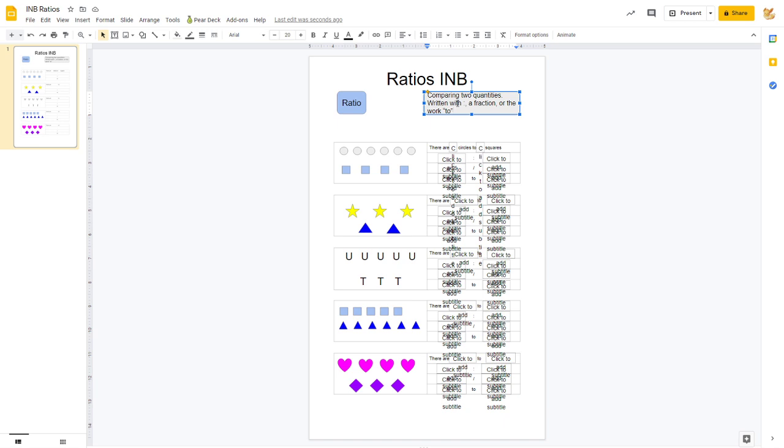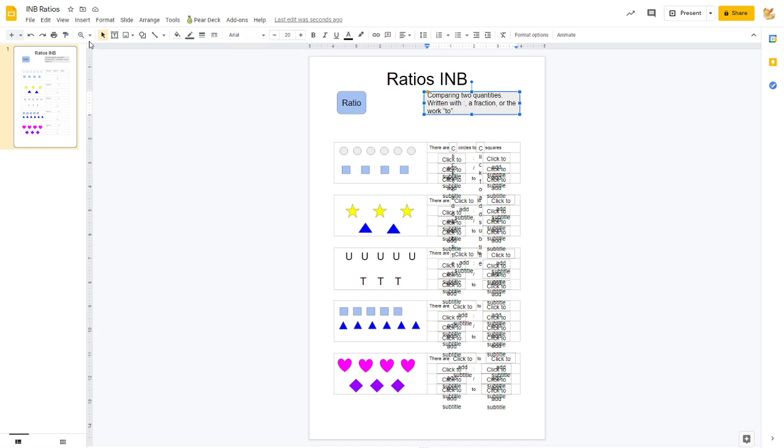The common one that we tend to use is a fraction because we've already had practice with fractions, adding them, subtracting them, finding equivalent fractions, stuff like that. So we usually tend to lean towards the fraction side.